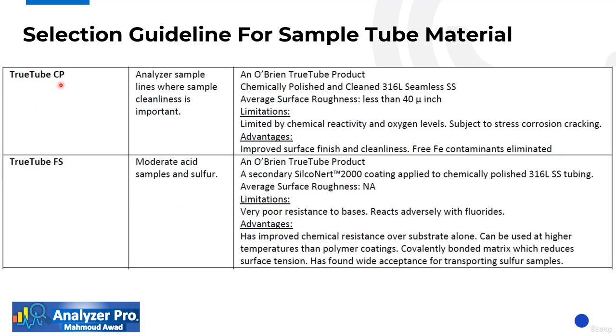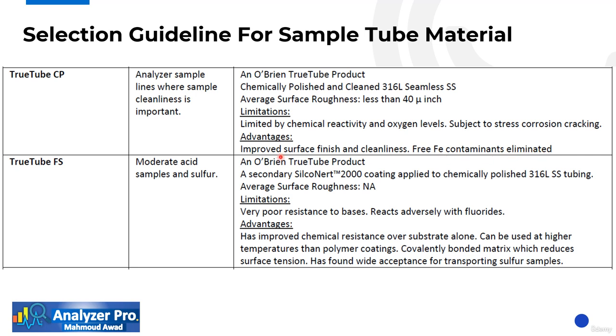TrueTube CP is an O'Brien TrueTube product. It is a chemically polished and clean 316L seamless stainless steel. It is limited by chemical reactivity and oxygen levels. Also, it is subject to stress corrosion cracking. Its advantages are improved surface finish and cleanliness, and most importantly, the free iron molecule contaminants are eliminated.